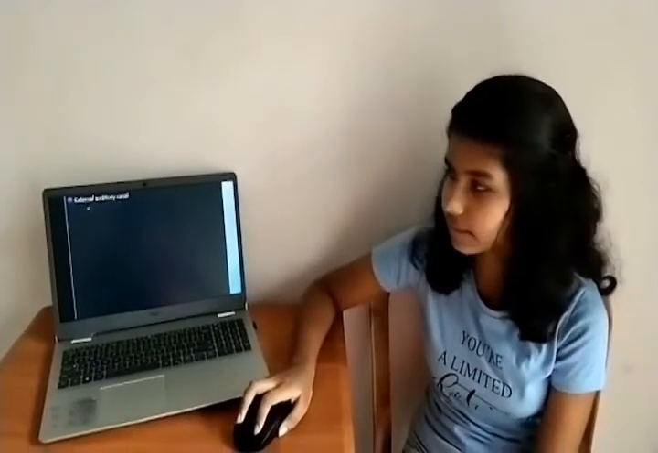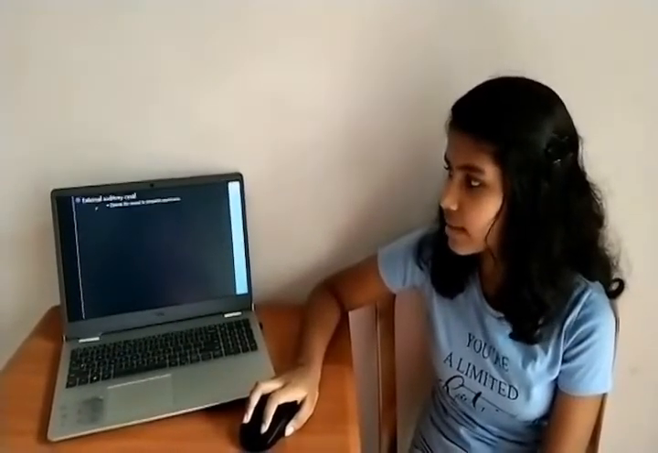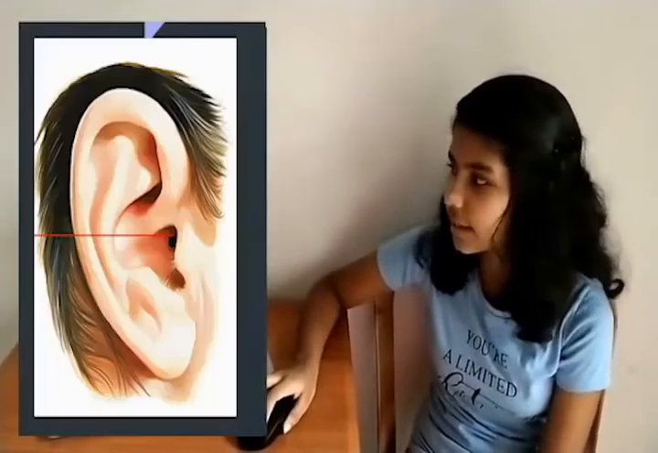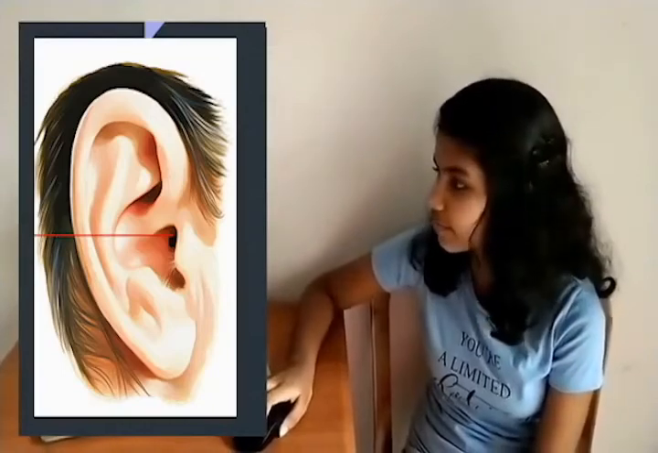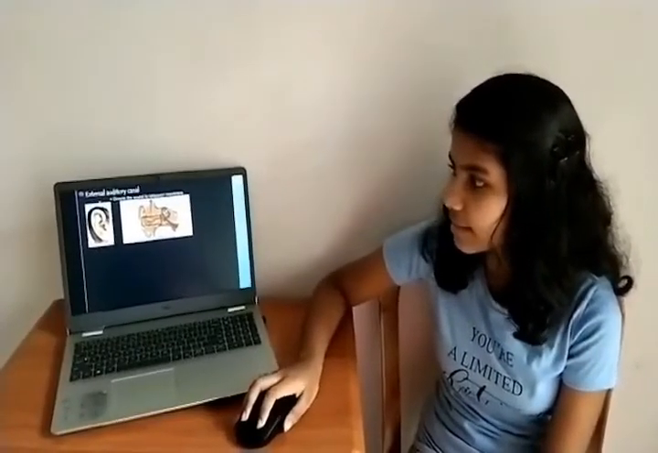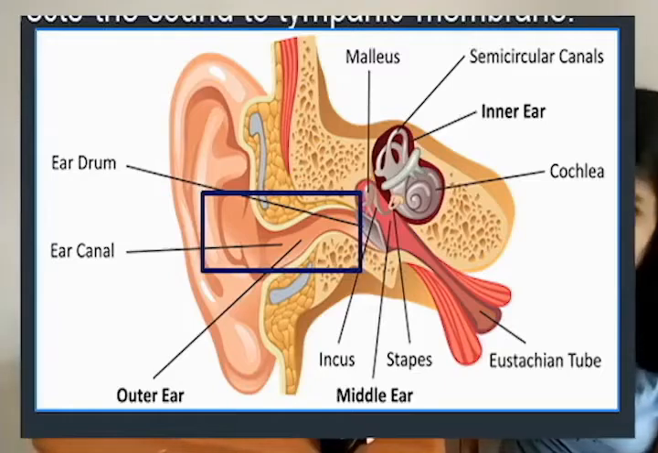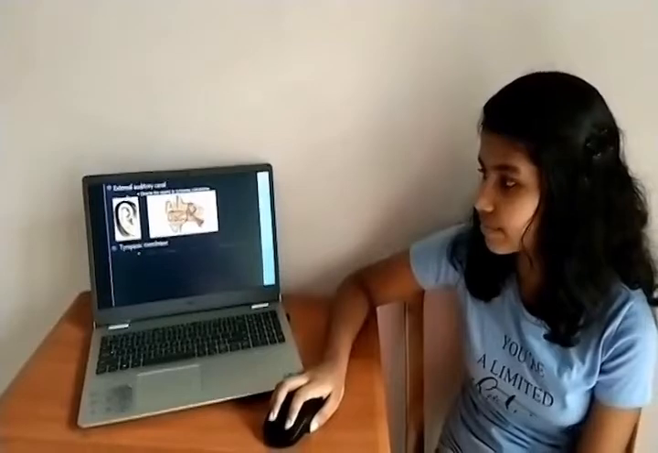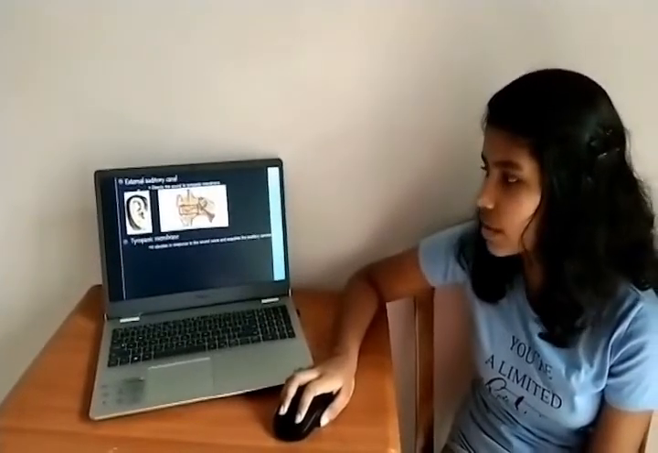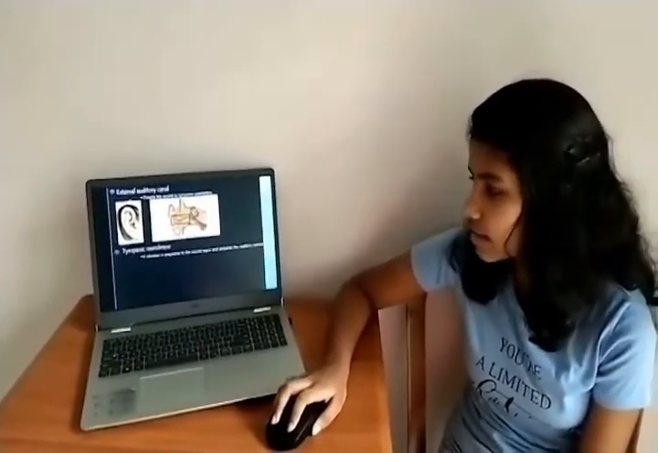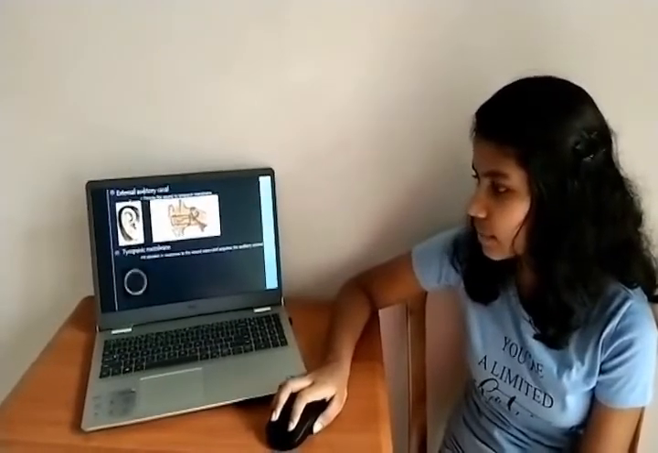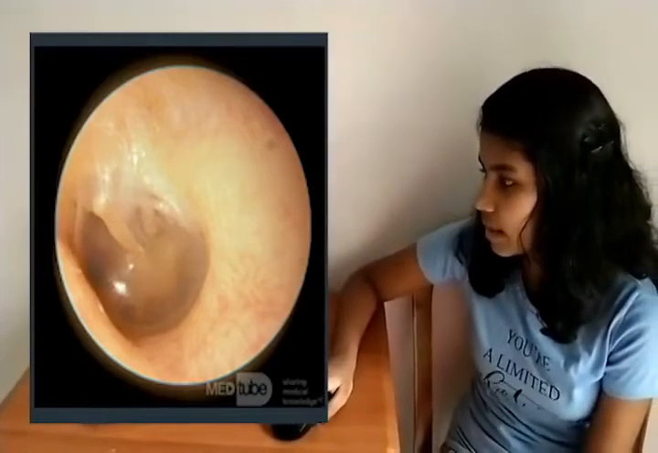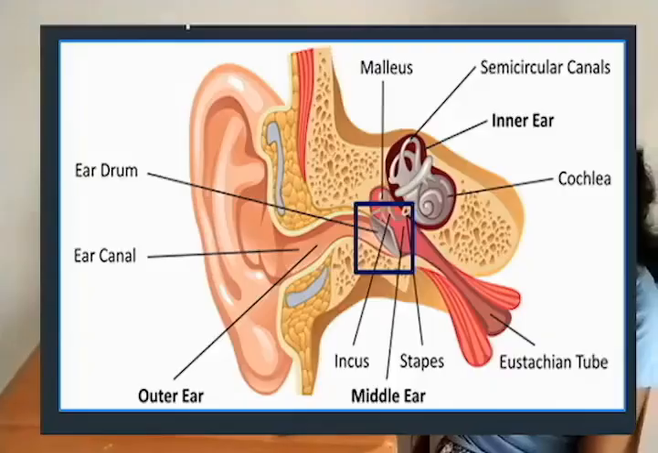External auditory canal. Direct the sound to tympanic membrane. This is human external auditory canal. This is the place that external auditory canal is situated. Tympanic membrane. It vibrates in response to the sound wave and acquires the auditory senses. This is human tympanic membrane. The place that tympanic membrane is situated.